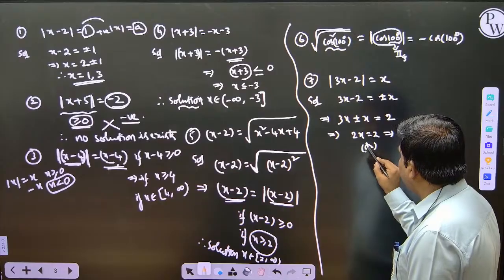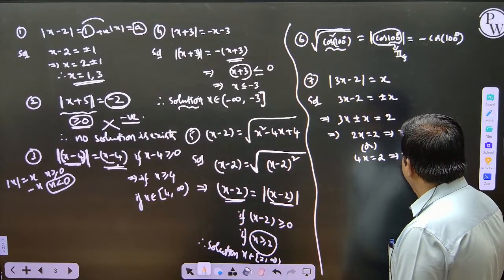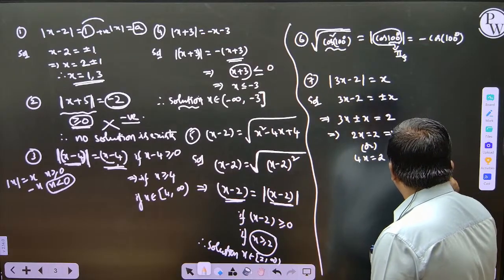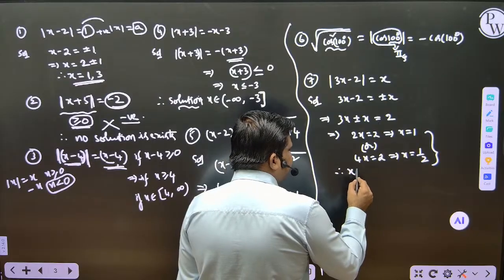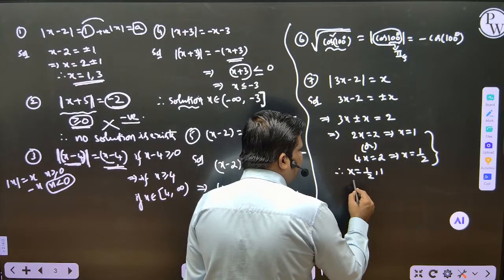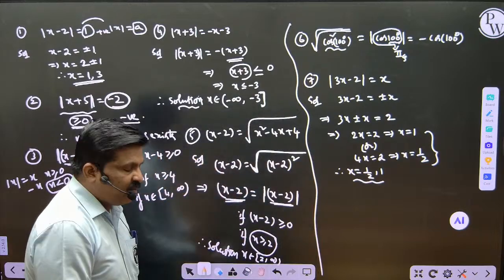Or 4x is equal to 2, which implies x is equal to half. So in both the cases, therefore you get x is equal to half comma 1.